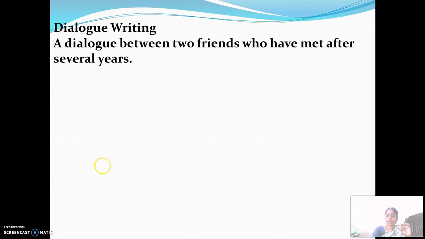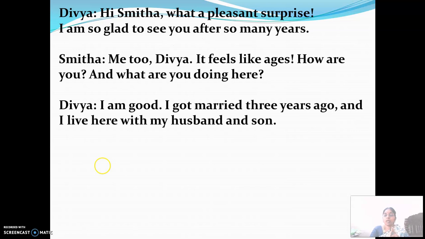Now we are going to write the answers. Whatever name you wish to add, you can write. I am giving Divya and Smita. If you wish, you can give any name. Divya: Hi Smita. What a pleasant surprise. I'm so glad to see you after so many years. Now Smita is answering: Me too, Divya. It feels like ages. That means so many years. It feels like ages. How are you and what are you doing here?